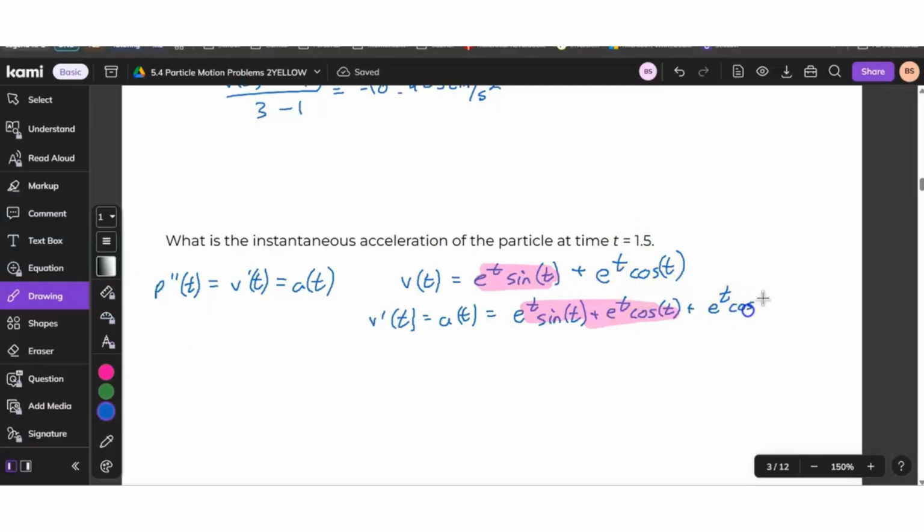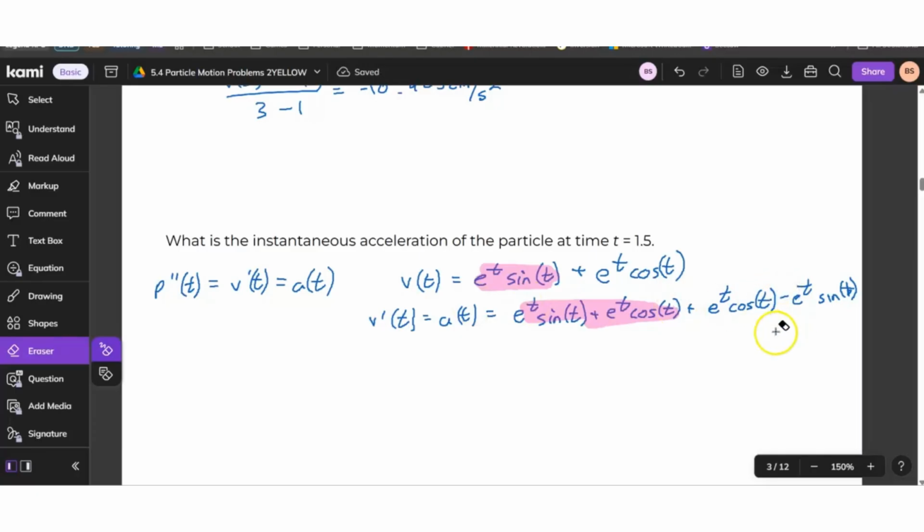times cos t. Don't worry about it yet. All right, what is the instantaneous acceleration of this thing? We did the first part, which is the derivative of e^t, which is e^t cos t. And then we add the first function times the derivative of the second, which is negative sine. I'm going to move that negative out front here. So instead of being plus, I'm going to do it like that.